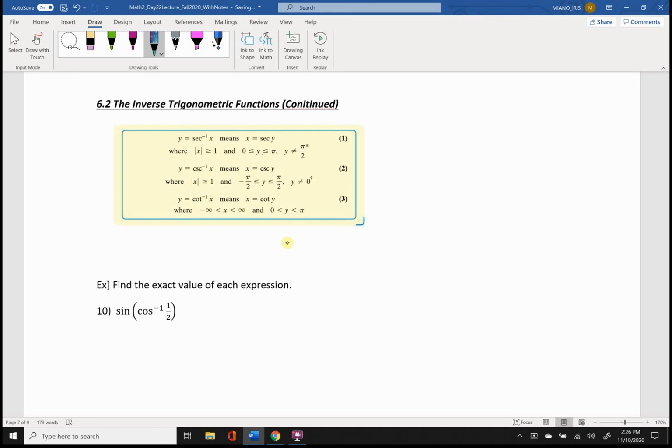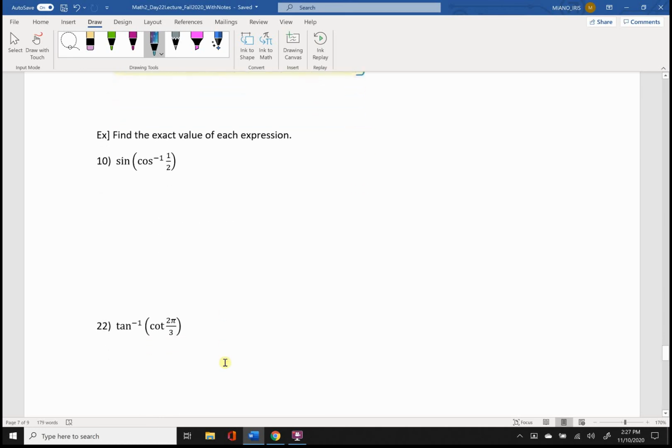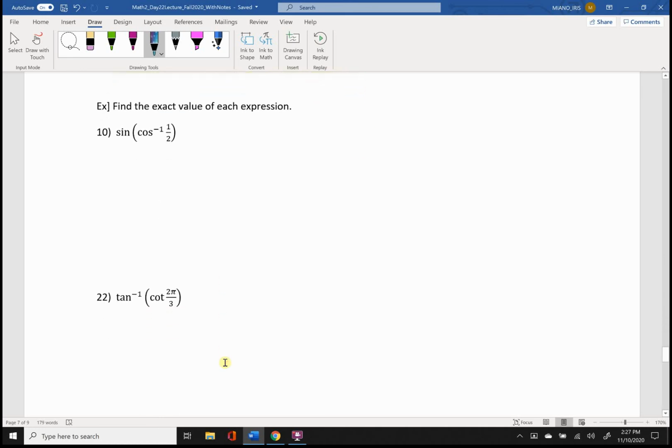The cotangent can be whatever it wants for x, but the y is going to be restricted from 0 to pi. Again, these restrictions are all about just taking a chunk of these original trigonometric functions so that they don't violate the definition of a function when you take their inverse. Okay, great. So let's just dive into some examples and we'll get you on your way to practicing on your own.